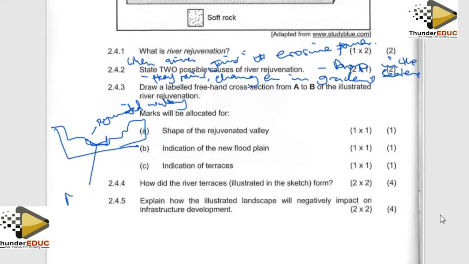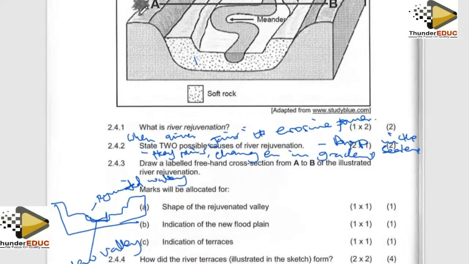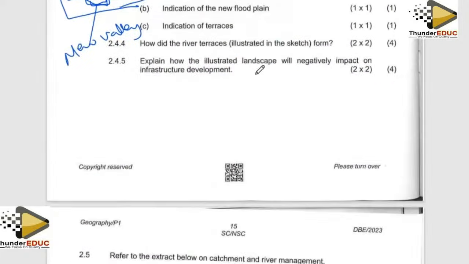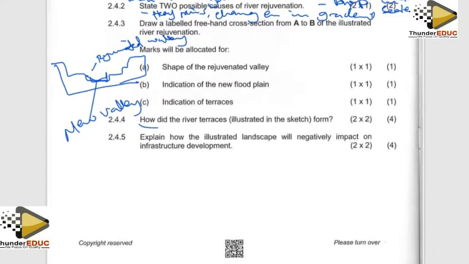New valley. When you look at the shape here, you clearly see that here and here. So this is the new valley. So it's no longer wider, it becomes a bit narrower compared to what it was before. Then it says indicate the terraces. The terraces, the river terraces, those are the steep-like features that are left out. So these ones are the terraces. Those are the terraces. Okay.